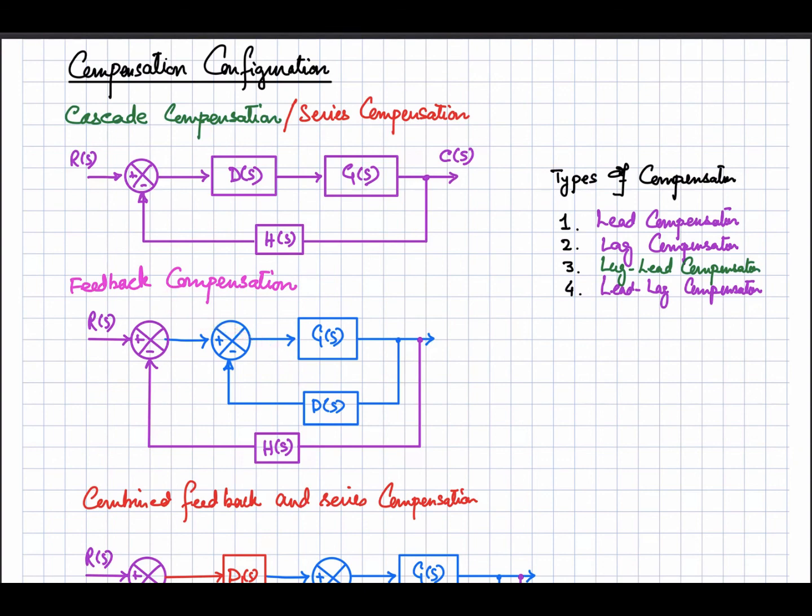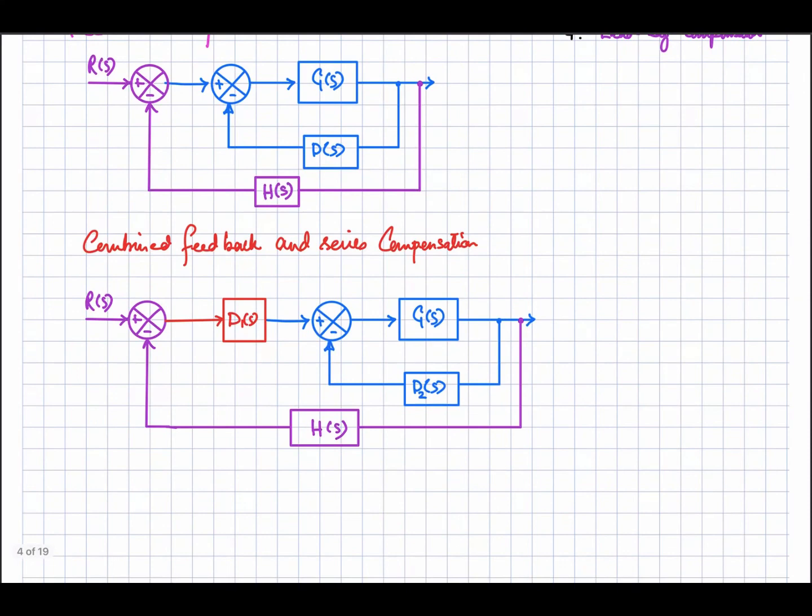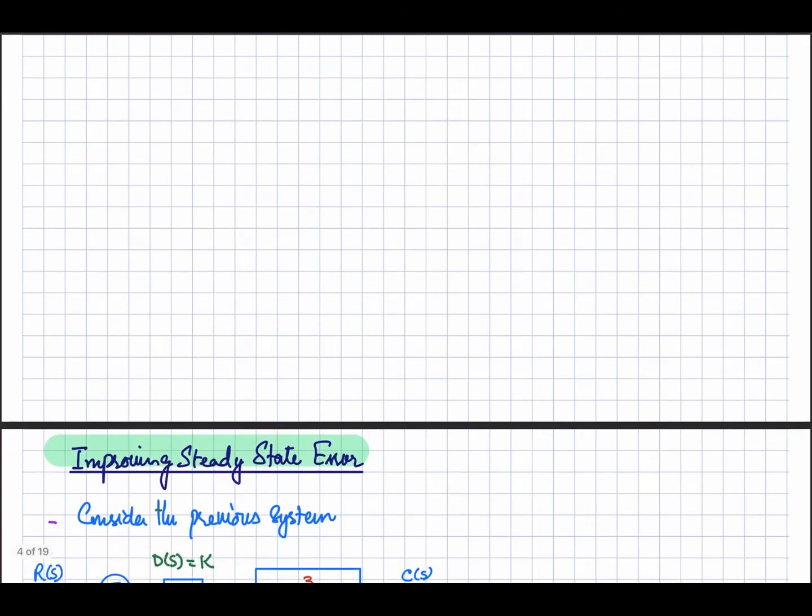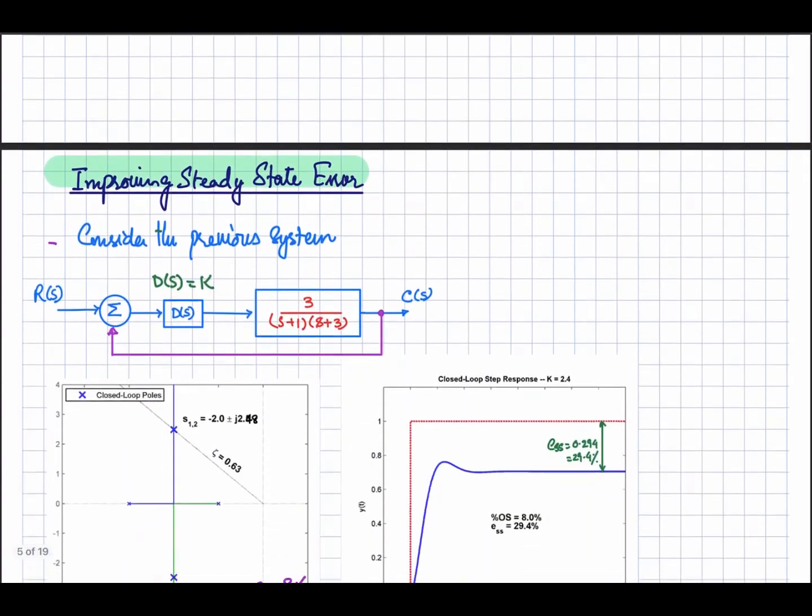You can have the combination of these two, a hybrid one in which you can have the combined feedback and the series compensation. Here you can see this one, this compensator is the series compensator and the feedback compensator is this one. Both of them are used to control the position of the closed loop poles such that you get the desired response.